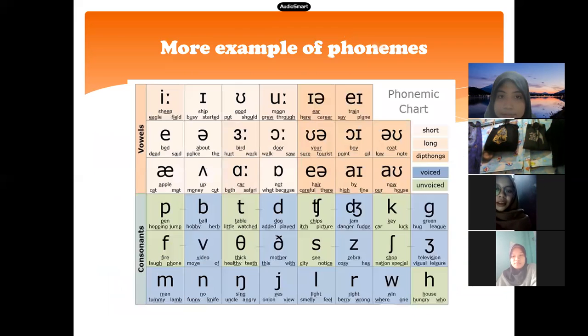Okay, next, Tamara. For example of phonemes: short, long, diphthong, voiced, and unvoiced. Here, vowel examples: sheep, eagle, and field. And example consonants: pan, hopping, and jump.